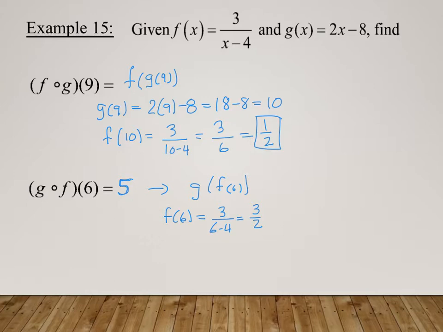Now I'm going to evaluate this at g at 3/2, right? Which means that I will put this in for 2 times 3/2 minus 8. This is just 3 minus 8, which equals 5. There's our answer.